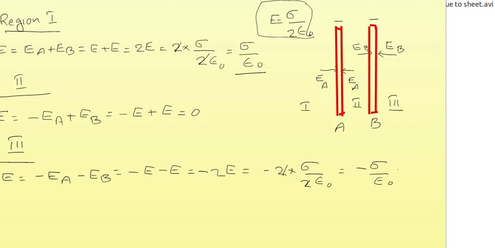So we can see the difference. In region 1 it is plus sigma by epsilon 0, and in region 3 it is minus sigma by epsilon 0. Between the two sheets there is no field present. Previously, between positive and negative sheets there was a field present, but when both sheets are of the same charge, that means when both are negative, there is no field present between the plates, but there is a field present in region 1 which is plus sigma by epsilon 0. In region 3 it is minus sigma by epsilon 0.